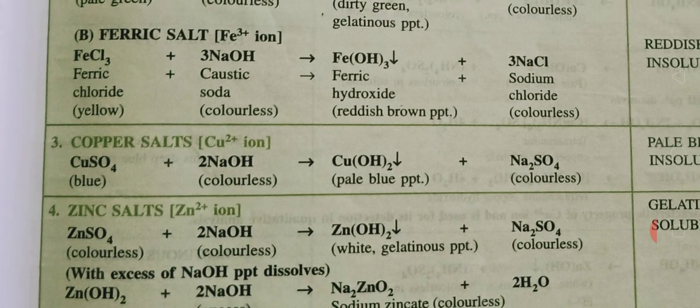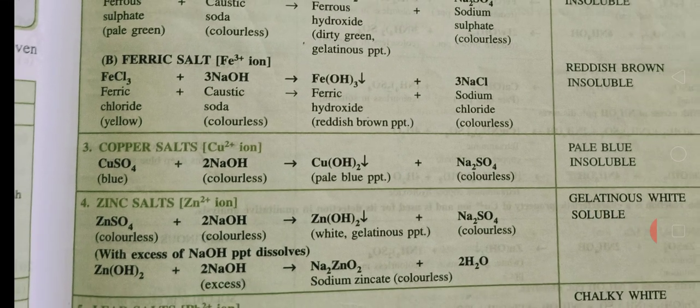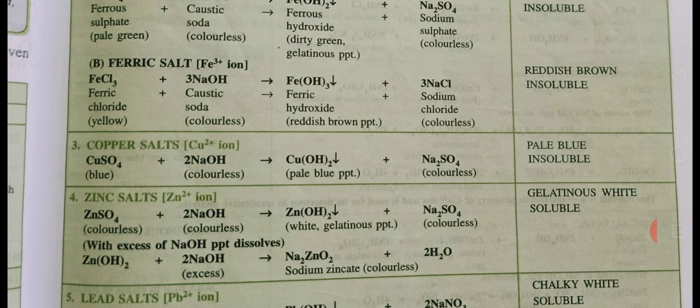This copper salt, or any compound containing the copper metal, that is copper sulfate, reacts with the sodium hydroxide to give you pale blue PPT of copper hydroxide. So children, you can identify the copper salt by the pale blue PPT, and children, if you add excess of NaOH, this pale blue PPT does not dissolve.